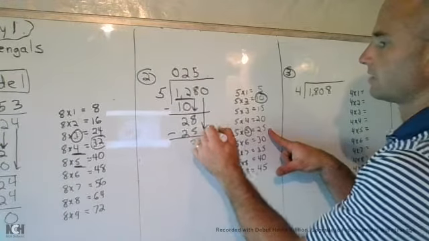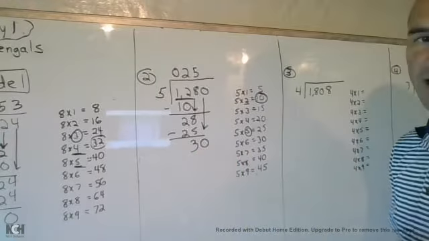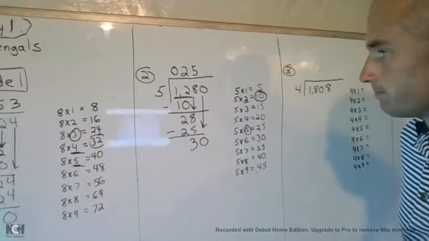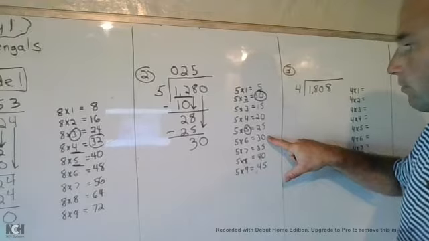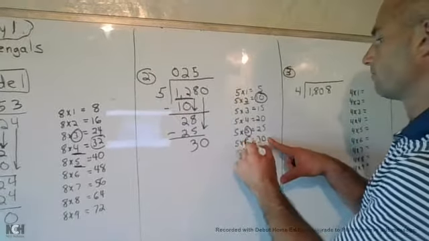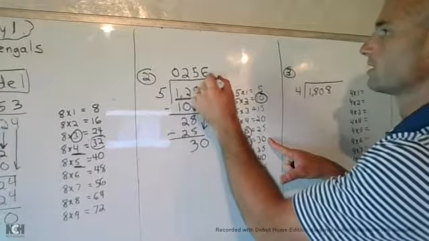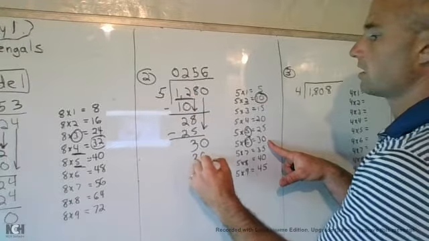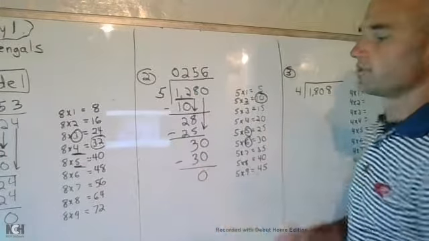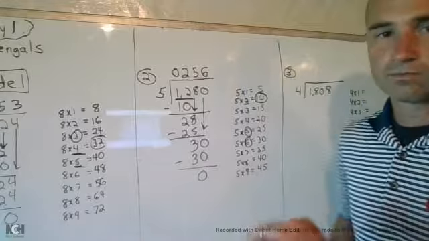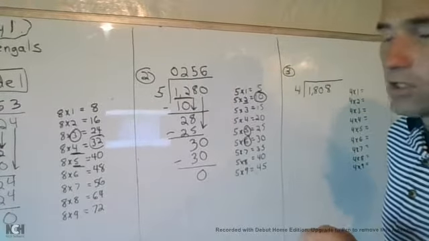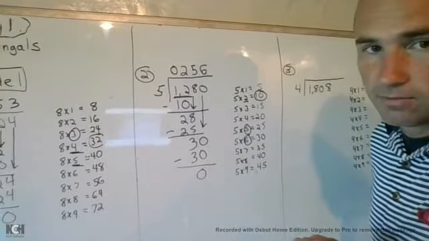I bring down that 0. How many 5s are going to go into 30? Oh, exactly 6 of them. So the 6 goes into the 1's place. 6 times 5 equals 30. I subtract. I have nothing left over. So giving me the answer of 256.